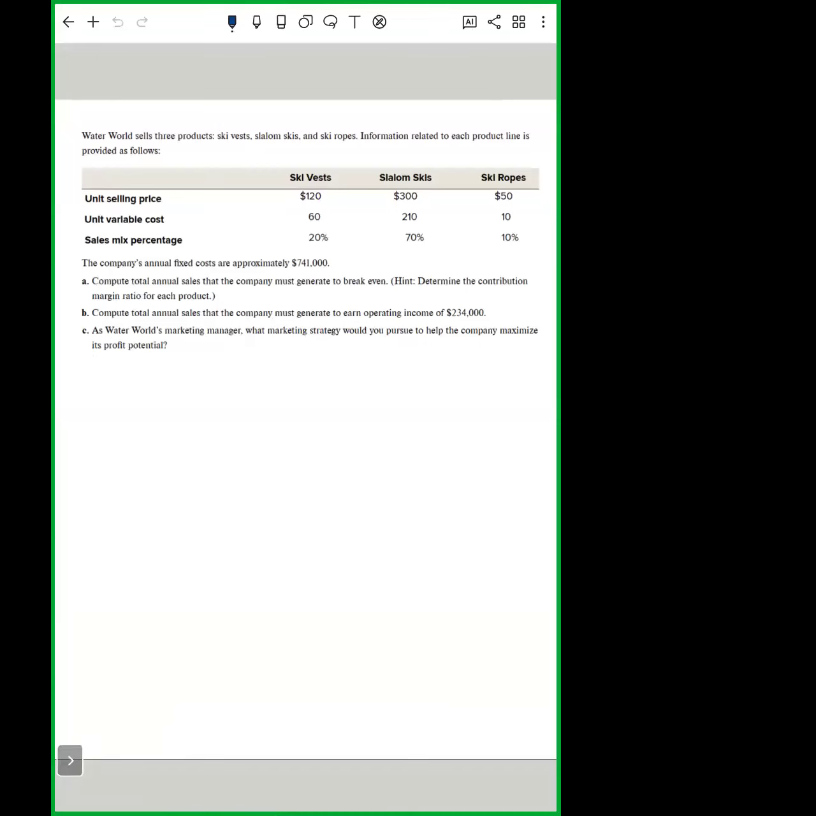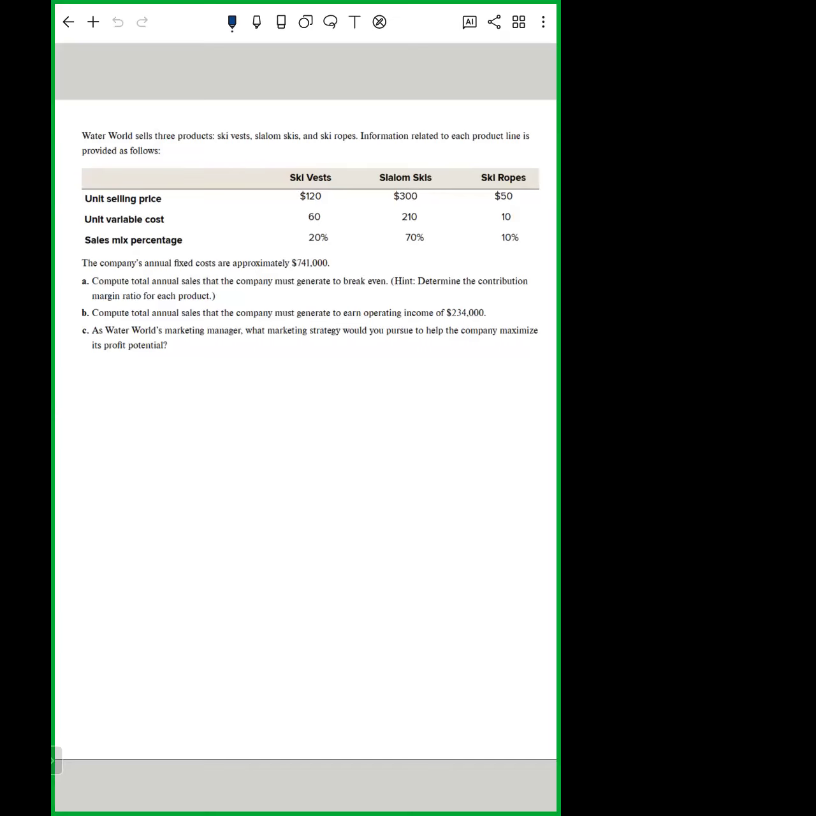Water World sells three products: ski vest, slalom skis, and ski ropes. We're just going to call those skis from now on. Information related to each product line is provided below. So we have the sales price, the unit variable cost, and the sales mix for each of them, for the vest, the skis, and the ropes.